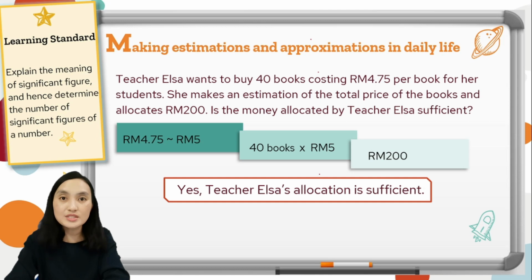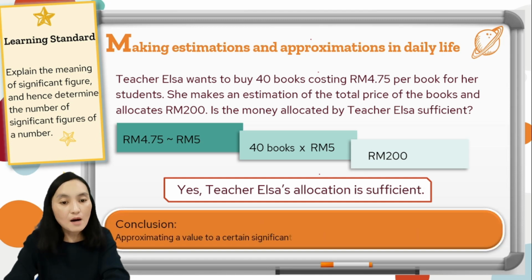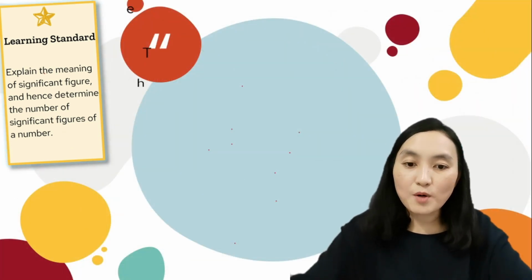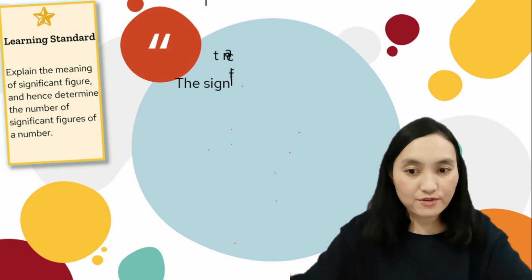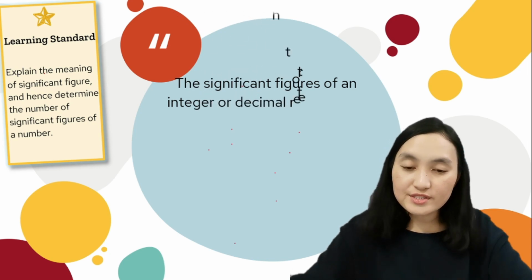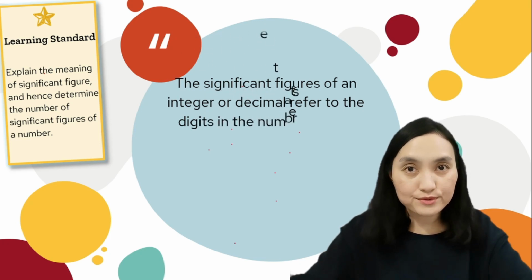From these two situations, we can make a conclusion that approximating a value to a certain significant figure allows us to make an accurate estimation. Now, you have understood the importance of making estimation for the purpose of obtaining a value that is near to the exact value. Significant figures are used to obtain the approximate value.